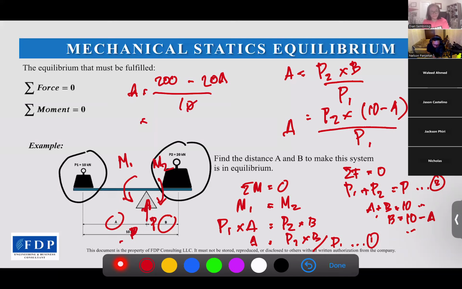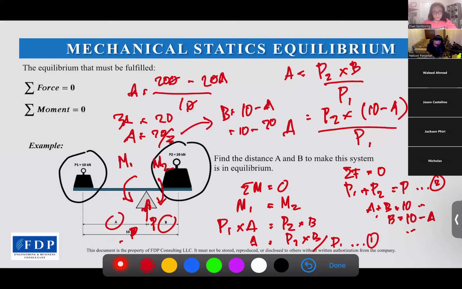So it will be 3A equals 20, A equals 20 by 3. And then we can find B by B equals 10 minus A, 10 minus 20 by 3.